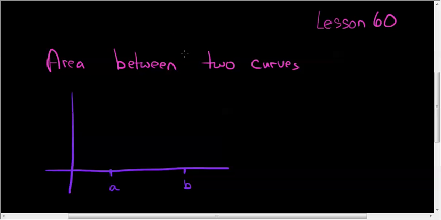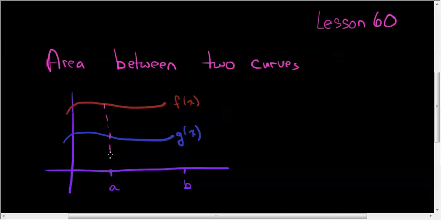All right, lesson 60 in calculus. This is asking us to find the area between two curves. For this area between two curves, let's say we have f of x here, and we'll put g of x here. When they ask for the area between two curves, this is A, and pretend this is B. They're asking us to find this area right here.